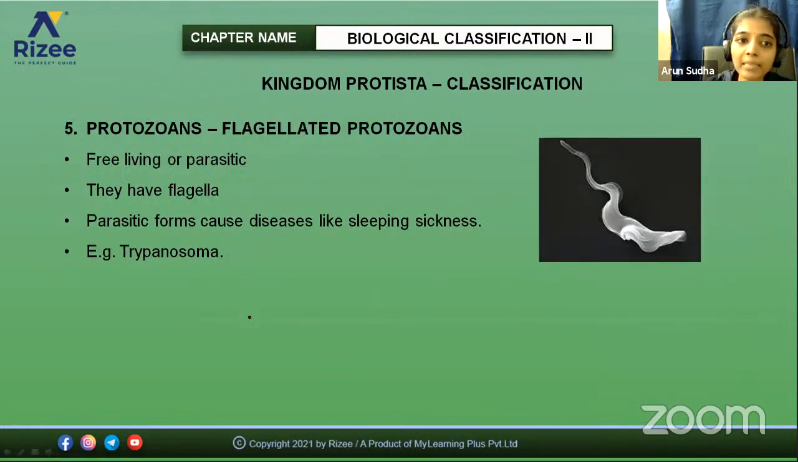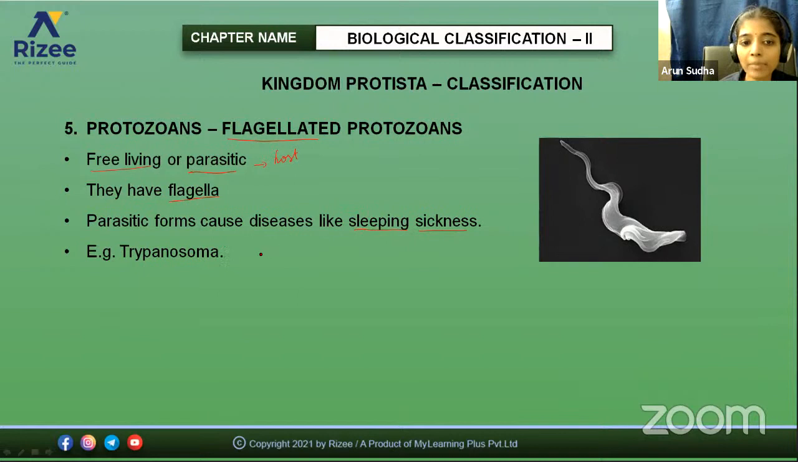And the next type of protozoan is flagellated protozoan. By the name itself, we know that they contain flagella. They may be free living, that is, they can live freely on their own, or parasitic, that is, dependent on the host organism for survival. Parasitic forms cause diseases such as sleeping sickness, which is caused by this flagellated protozoan. Example is Trypanosoma. Trypanosoma causes sleeping sickness.